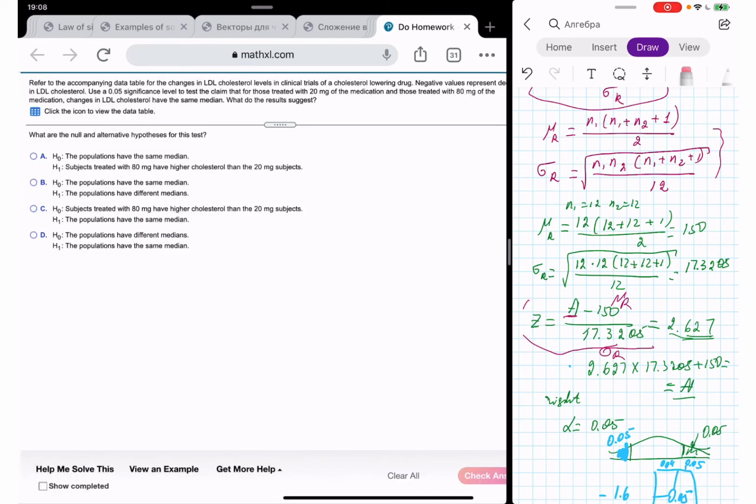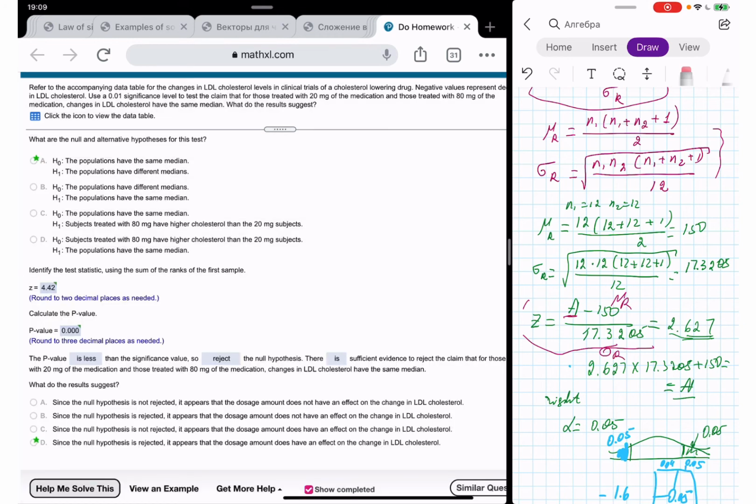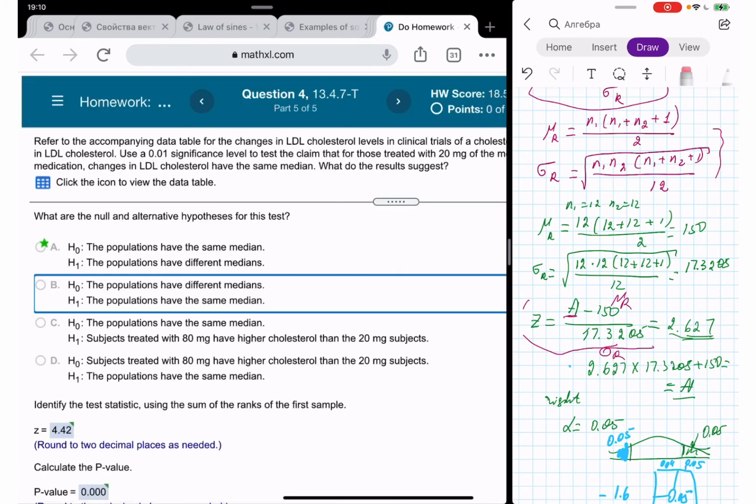Moving to question number 4. So we are going to solve it precisely the same way. Let me open this. Answer. Okay, good, it gave me.